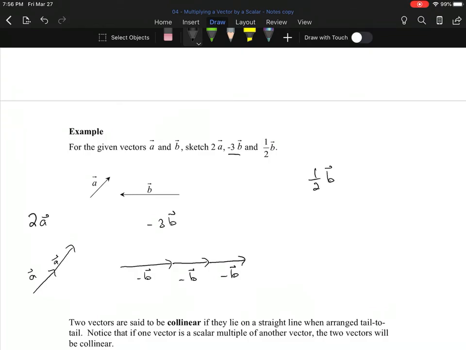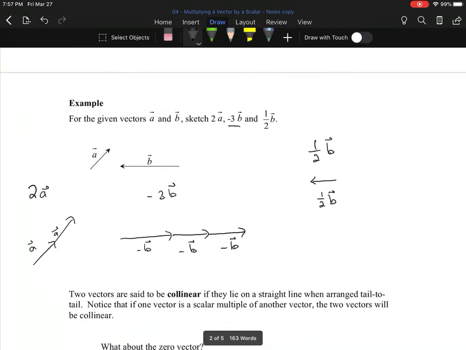And finally, half b would be in the same direction as b, but about half as long. A little more careful with my arrows there. There's half b. So sort of works the way you might expect.